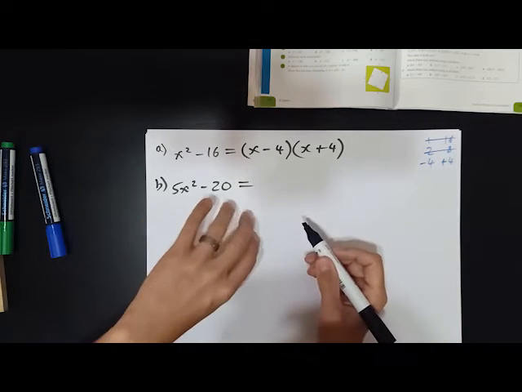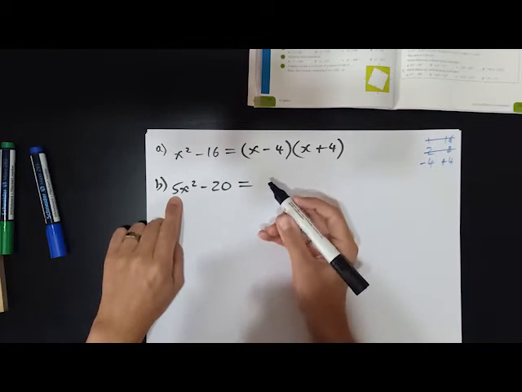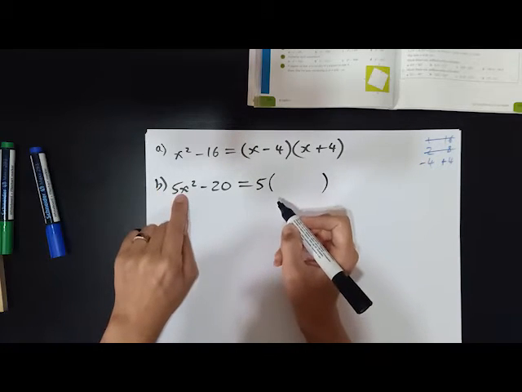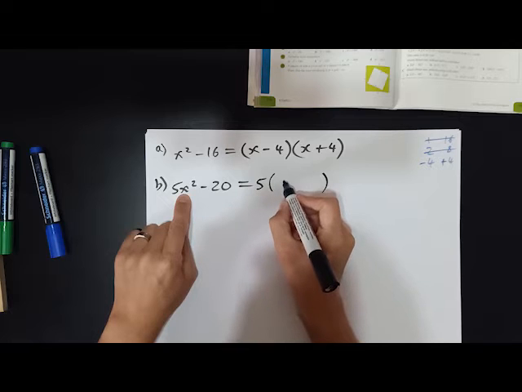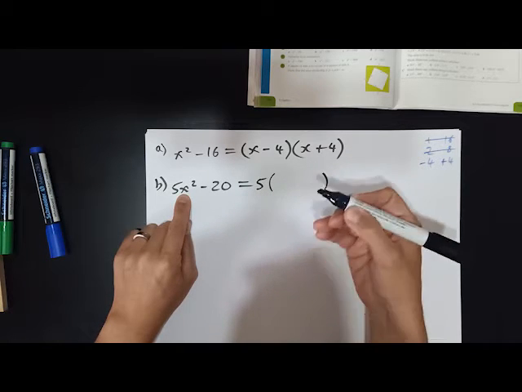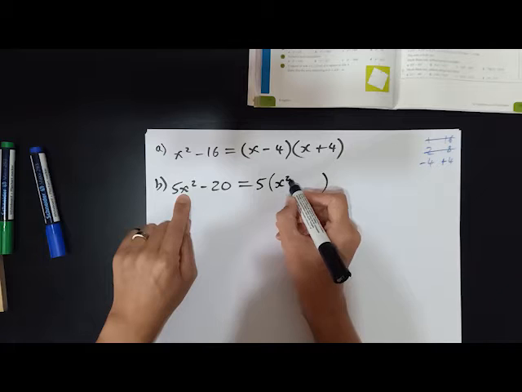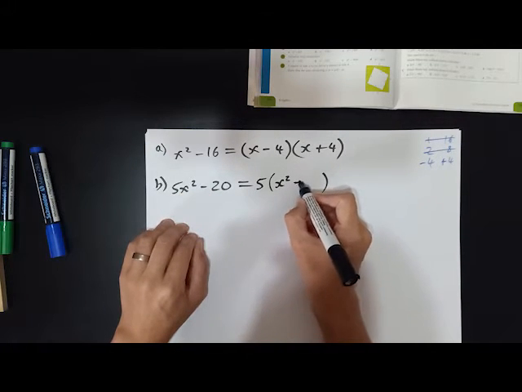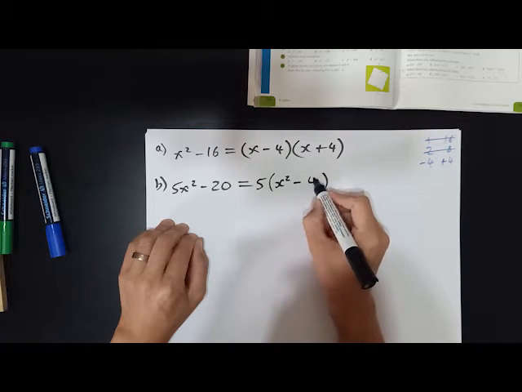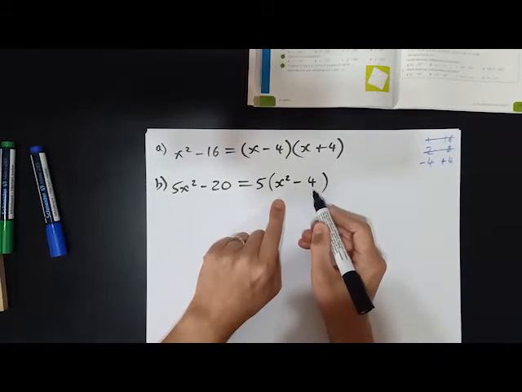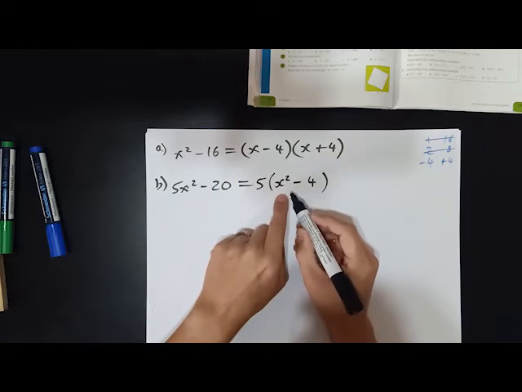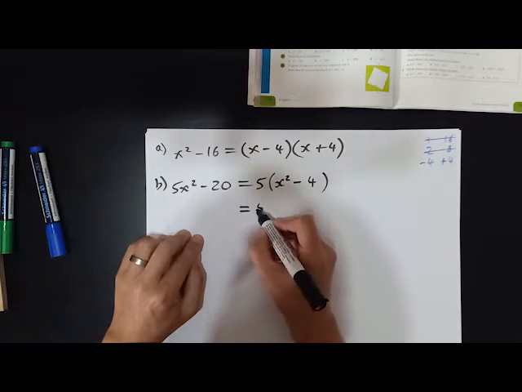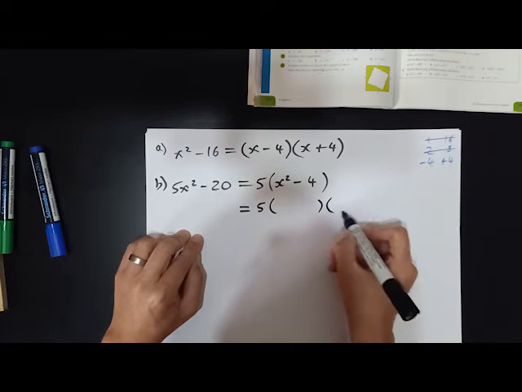Well, let's get rid of that 5. Let's take that 5 out. If we take 5 out of the 5x squared, we're left with x squared. If we take 5 out of this, remember we have to take the 5 out of that as well. Minus 4. That looks more familiar. We have a square minus a square. So now we have to have the 5, then our two sets of brackets.